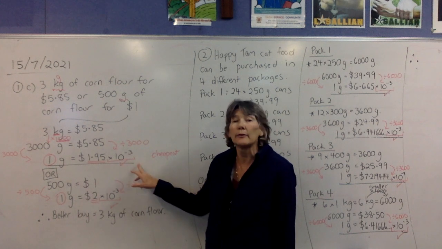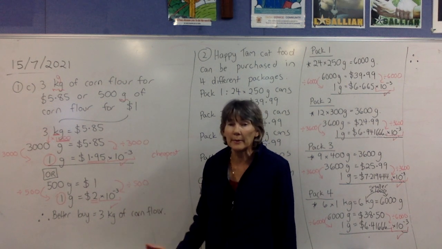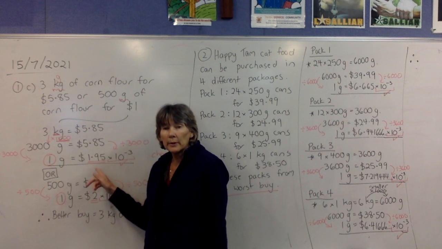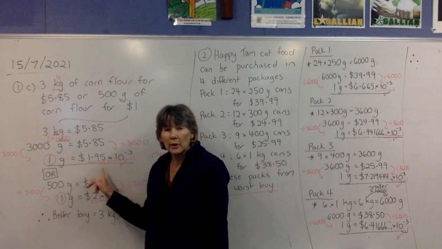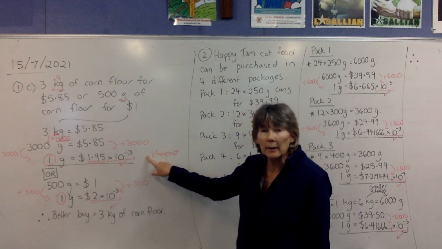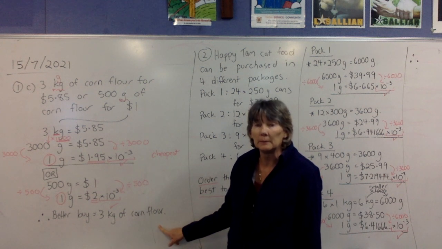Then all you have to do is look at the two answers. Now they both have times 10 to the minus 3 on the end, so you don't have to worry about that part. So all you're really looking at is this first bit, 1.95 and 2. So the cheaper of those two is 1.95, so that's our better buy. So the 3 kilogram packet is our better buy.